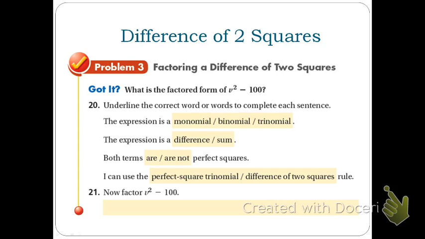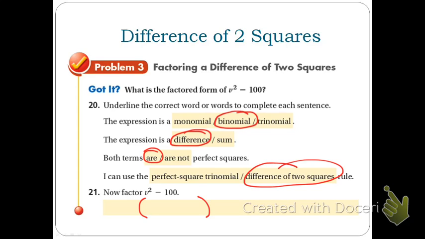Underline the correct word or words to complete the sentence. The expression is a binomial. It contains two terms. The expression is a difference. It's a subtraction. Both terms are perfect squares. I can use the difference of two squares rule to factor this.